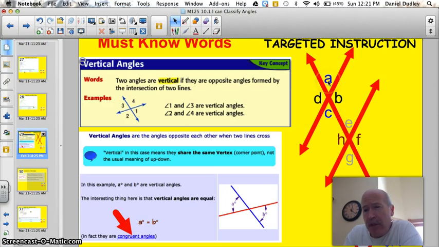Now, I put this up here not to confuse you, but to throw one other question at you. How about angle A and E? Are they vertical angles? No. Vertical angles are always formed by two intersecting lines. Angle A and E may be the same measure, but that does not mean that they are opposite or vertical.